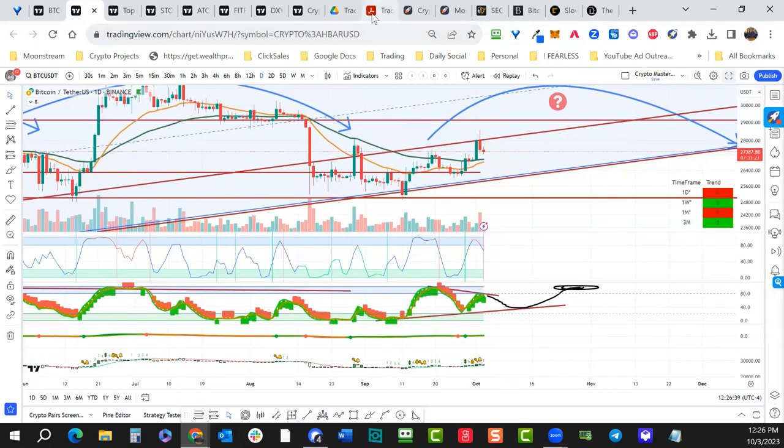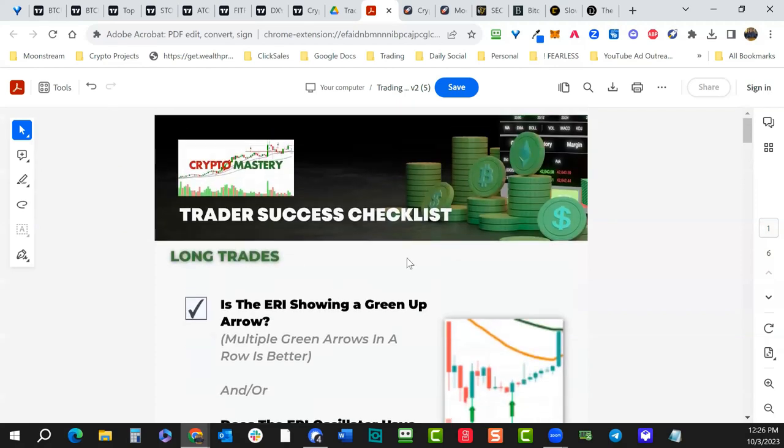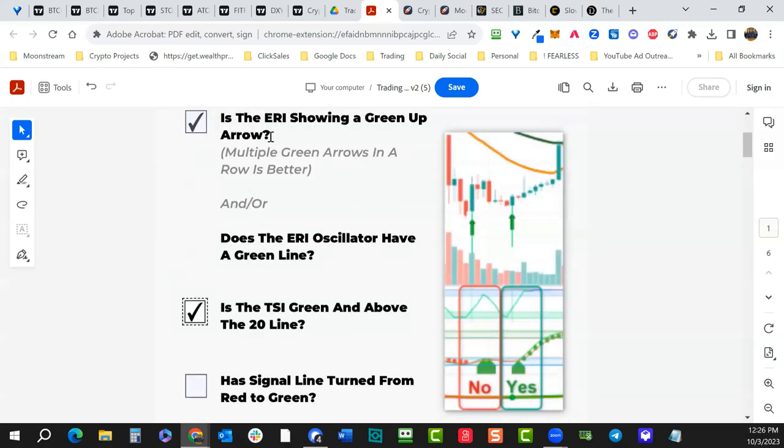So we have a kind of mixed signal. This is where it does get a little tricky in terms of, are you trading on a daily time frame or weekly? The weekly will have a little bit more follow through. So we have the TSI on the weekly, but we have a bearish ERI in the daily. So how do you read that?